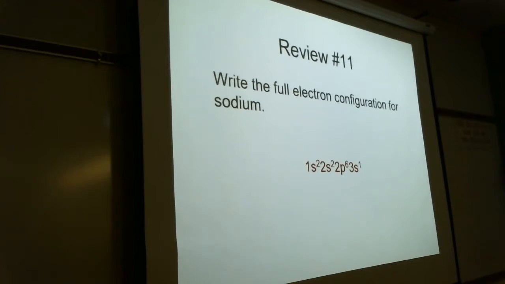1s2, 2s2, 2p6, 3s1. Either way, you'll get the same answer. 11 electrons, right? All your superscripts need to add up to 11. If you're using the periodic table, then by default, they'll add up to 11 because you're just reading straight off the periodic table. If you're using the diagonal rule, you got to keep track and count.